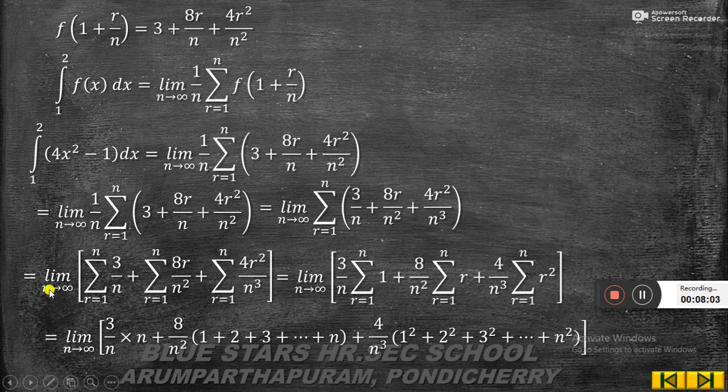So the next step: limit n tends to infinity, summation r equal to 1 to n of 3 by n, plus summation r equal to 1 to n of 8r by n square, plus summation r equal to 1 to n of 4r square by n cube. So equal to limit n tends to infinity. Now you see that the summation is only for r. So 3 by n is a constant, so I write it outside.